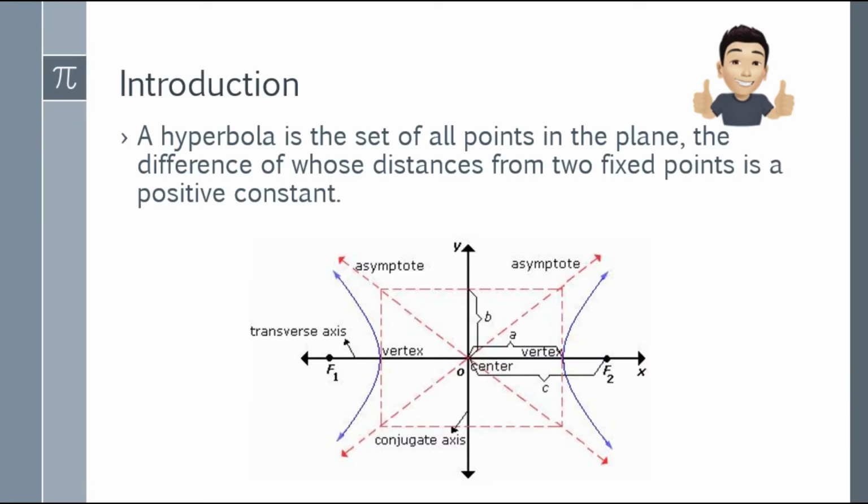So let's have an introduction about hyperbola. Ano ba yung hyperbola? A hyperbola is the set of all points in the plane, the difference of whose distances from two fixed points is a positive constant. Okay, so medyo magulo ito, don't worry. Didiscuss ko naman step by step at syempre dadaan tayo sa mga terminologies dito.